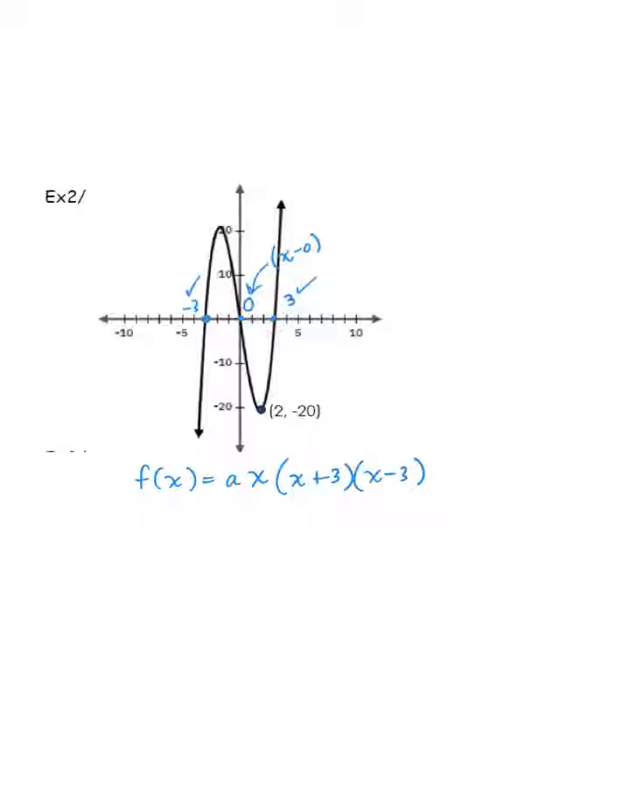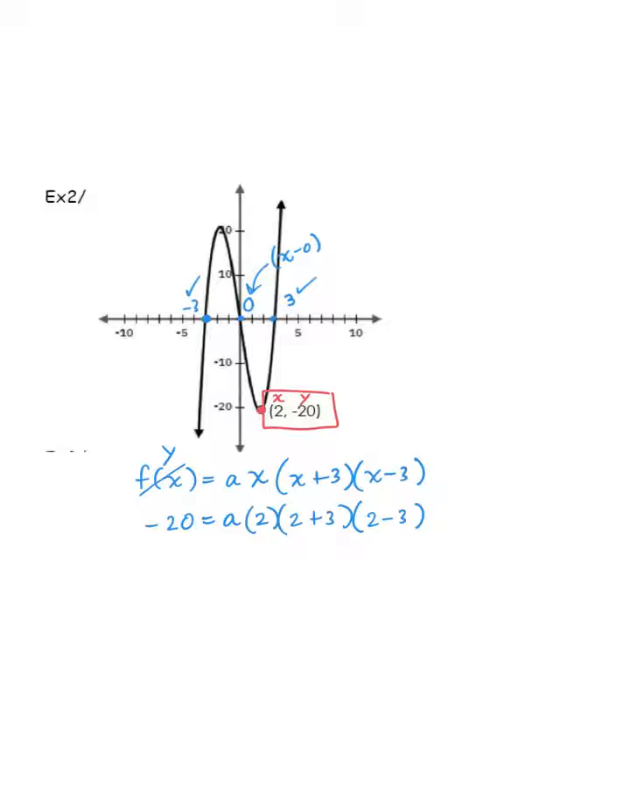I've left a in my equation. The next thing that I do is pick any other point and plug that point in for x and y. And there will always be a point indicated for you. So here's our point, right? 2 is my x, -20 is my y. Remember that f of x is the same as y. So -20 equals a. I'm going to put in parentheses here, I'm going to plug in just 2 for x, and then 2 plus 3, and then 2 minus 3. So I had to plug in x 3 times there.